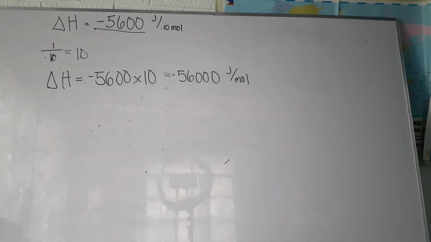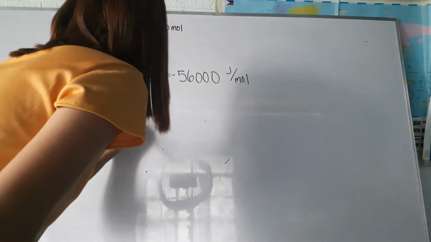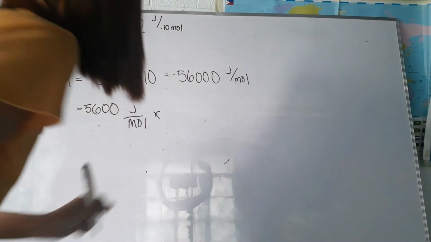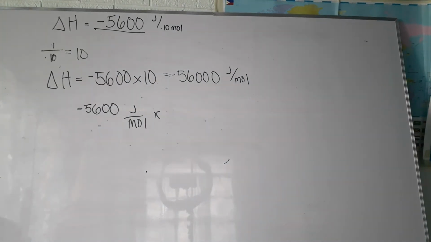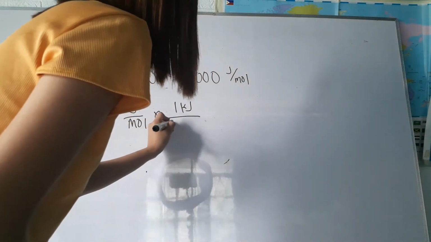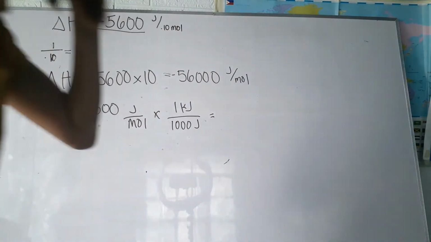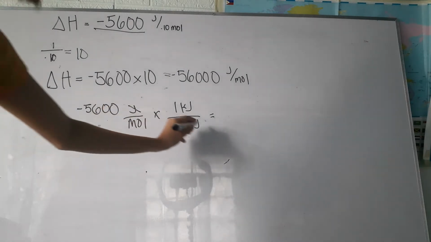Kasi ang sabi natin, kilojoules per mole dapat, di ba? So, i-convert pa natin yung joules per mole na yan into kilojoules per mole. So, mag-convert na tayo ngayon. So, 1 kilojoule is equal to 1,000 joules. So, ilalagay natin siya dito. 1 kilojoule is equal to 1,000 joules. Ayan. So, cancel out natin yung joules.